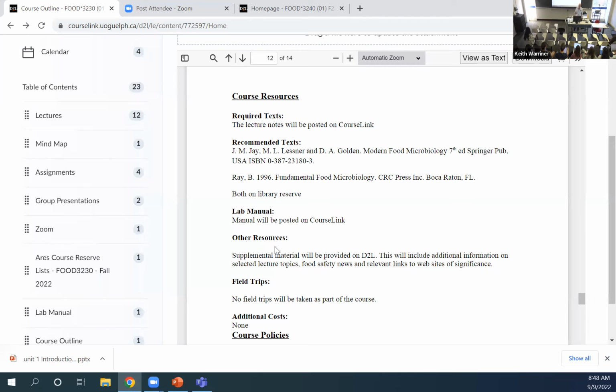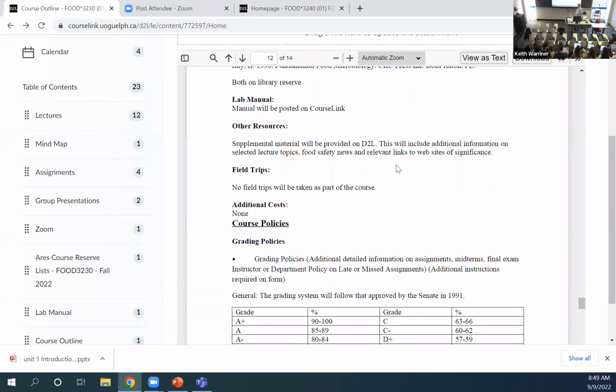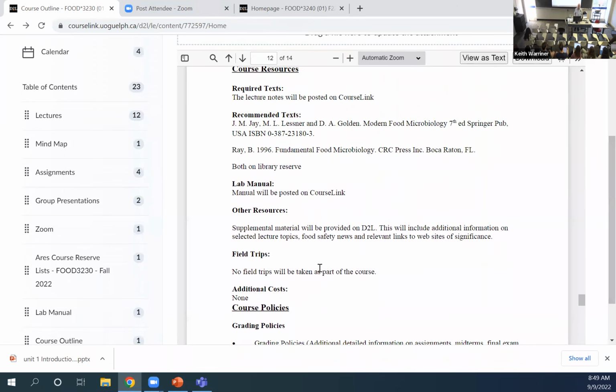So a textbook is not mandatory. But if you want to read a textbook, to read up on an area, to prepare for your presentation, or to answer assignments, there are these 2 books on course reserve, which you can refer to. But as I say, you don't need to buy them. There are no field trips, unfortunately. Go to Industrial Micro if you want that. So with the 3230 people, are there any questions on anything?